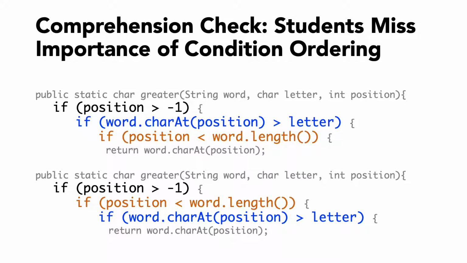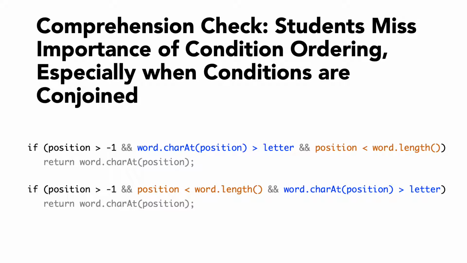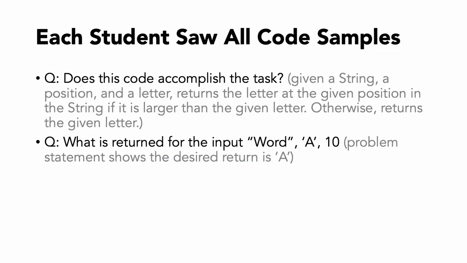Another version of the code has the conditions in the correct ordering. A third and fourth version of this code have the two orderings, but this time all conditions are conjoined in one if statement. Each student saw all four code samples and answered the same comprehension questions about them.